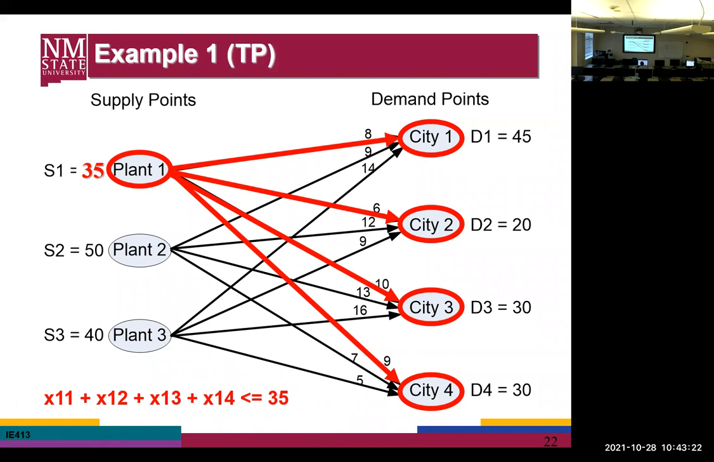And in a similar way, we can find another constraint for plant number 2. That's going to be x21 plus x22 plus x23 plus x24 is less than or equal to 50 million kilowatt. Similarly, you can have another constraint for plant number 3. That's going to be x31 plus x32 plus x33 plus x34 has to be less than or equal to 40. So we have 3 supply constraints, right? Because there are 3 sources in this case.